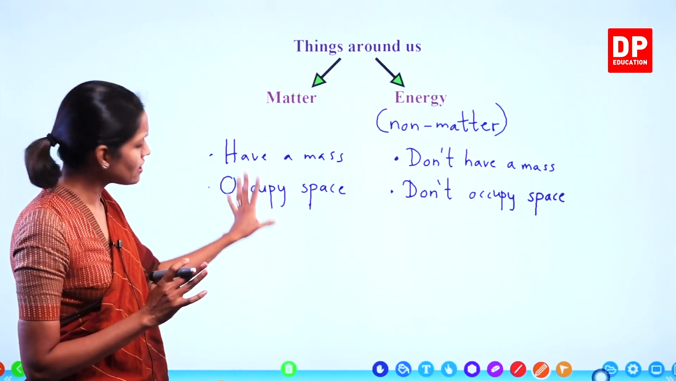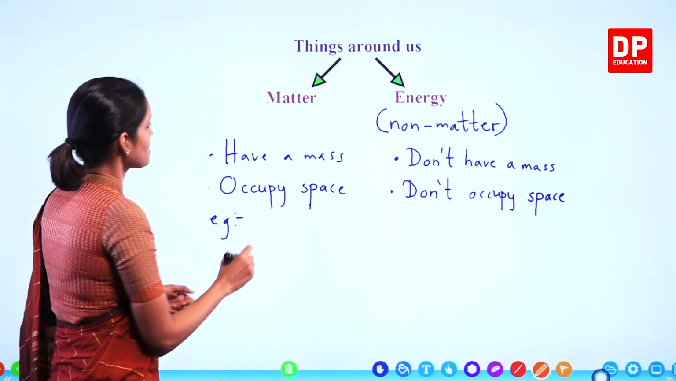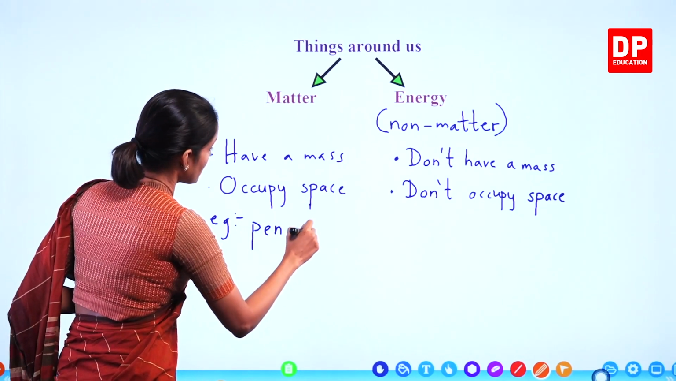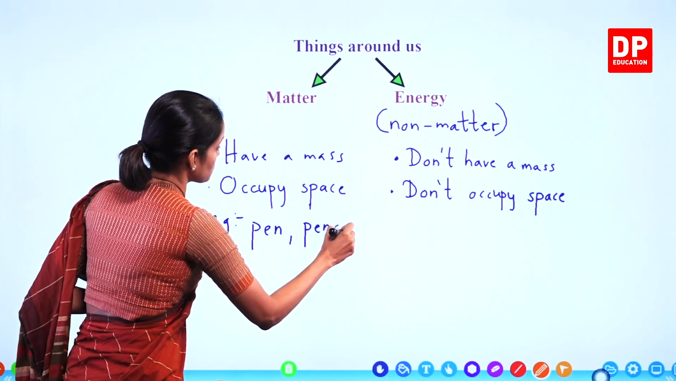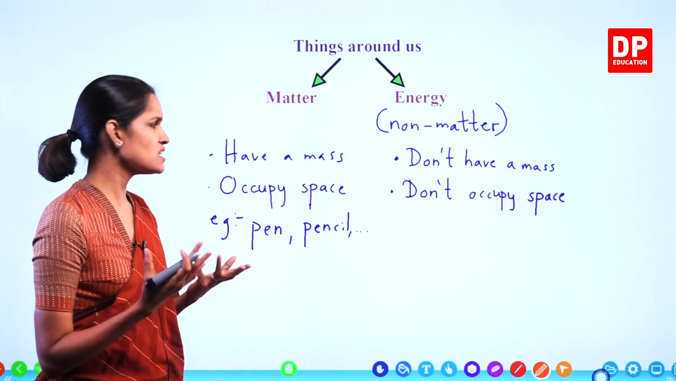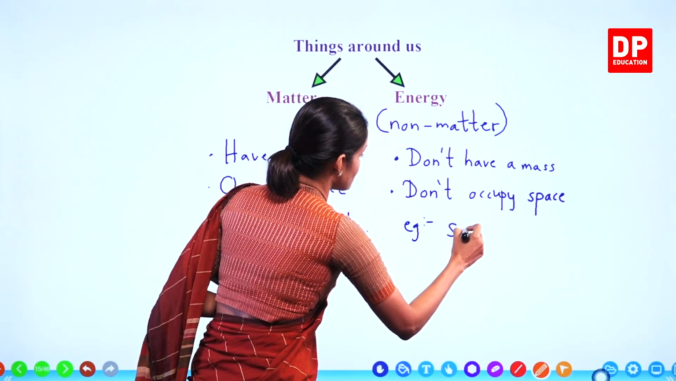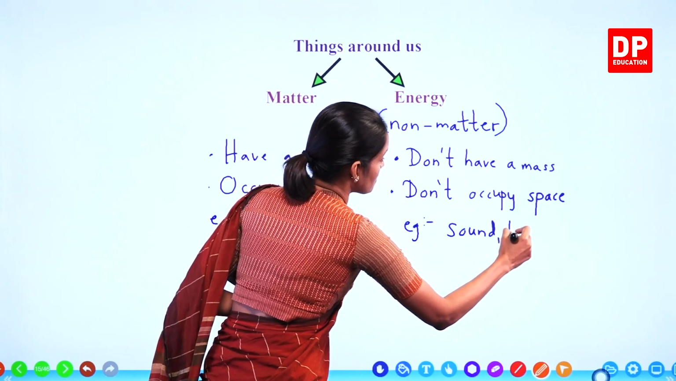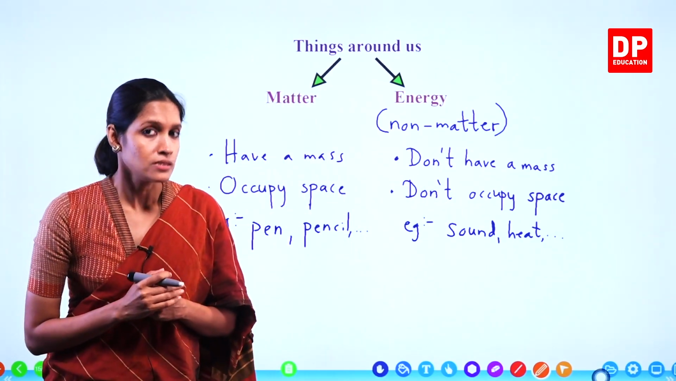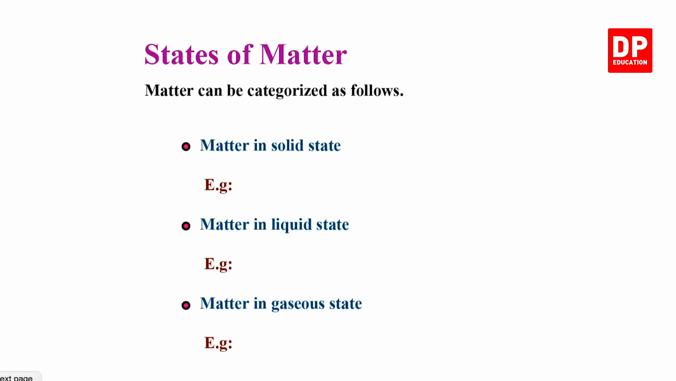Now you can even write down the examples. What are the examples? We will write. Okay. What are the matter? Pens, pencils, book, right? Those are coming under matter. Non-matter or energy. What are the energy? Sound energy, heat energy, light energy. Right? They are coming under non-matter. Understand, children? I hope so. Right.